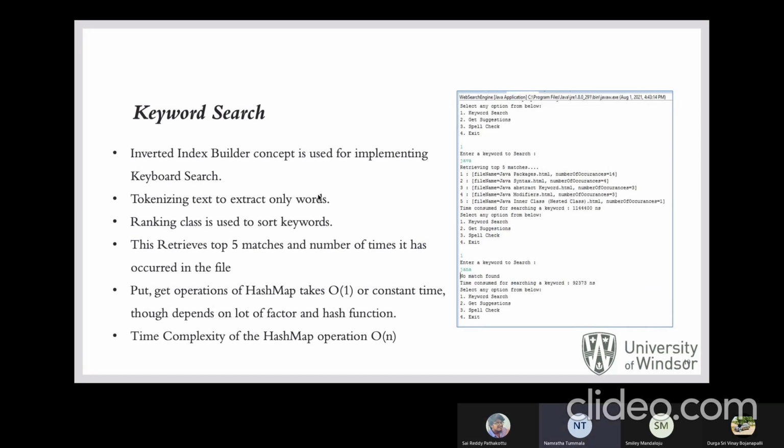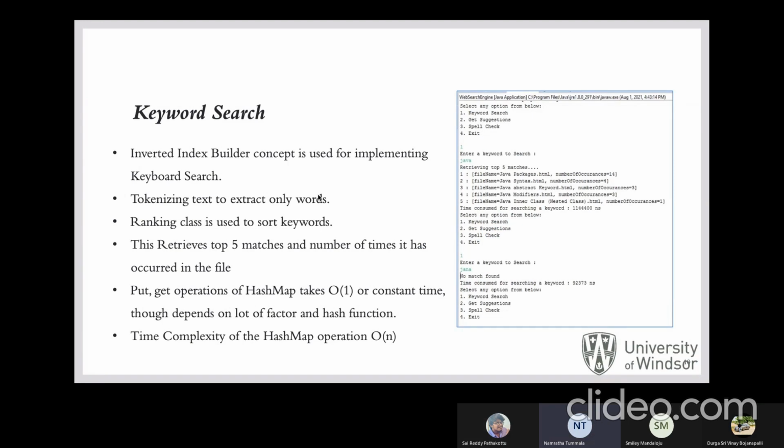Thanks, Sai. Now I'm going to explain keyword search. In this, we have used an inverted index builder, which is an index data structure used for storing a mapping from content. This concept we have implemented for keyword search. Next, tokenization, which is the process of splitting a text into a list of tokens to extract only words.